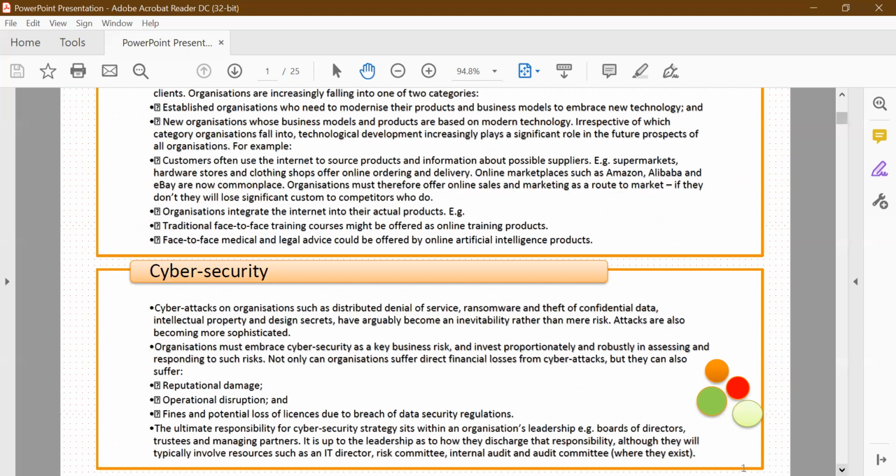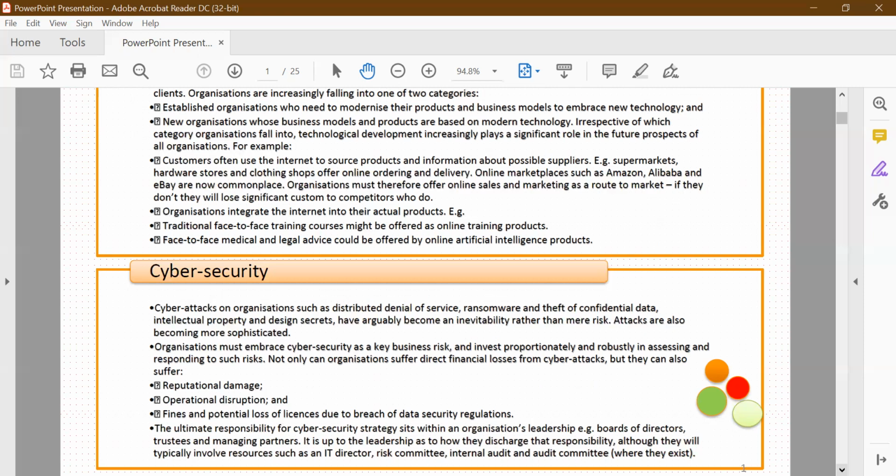You need to fund solutions to cybersecurity, because the impact of cybersecurity risk on your organization can be huge and it can be damaging to your reputation. So organizations must embrace cybersecurity as a key business risk and invest proportionately and robustly in assessing and responding to such risk.